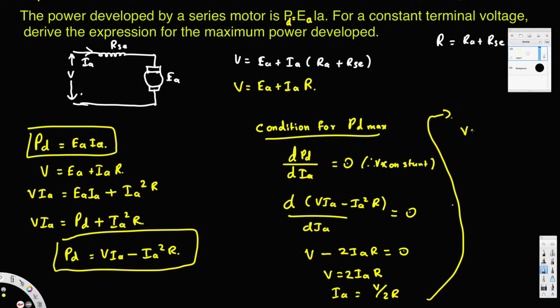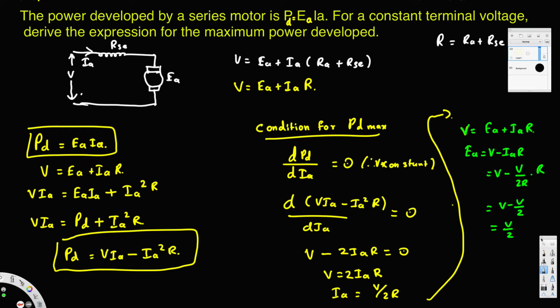Now let's continue here. Let's use a different color. V is equal to EA plus IA times R. Now EA is equal to V minus IA times R. IA is V over 2R, so V minus V over 2R times R. This is going to be V minus V over 2. That is just V over 2.